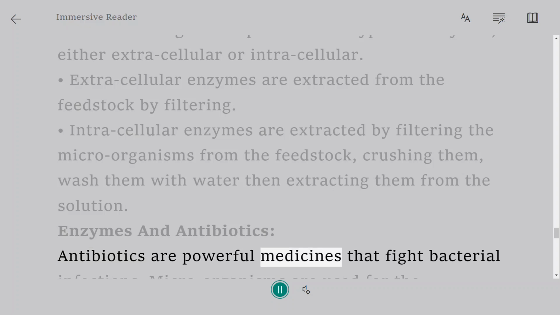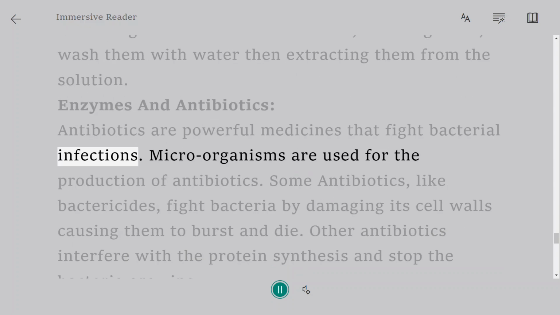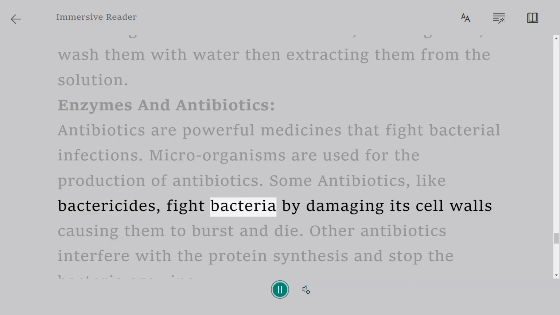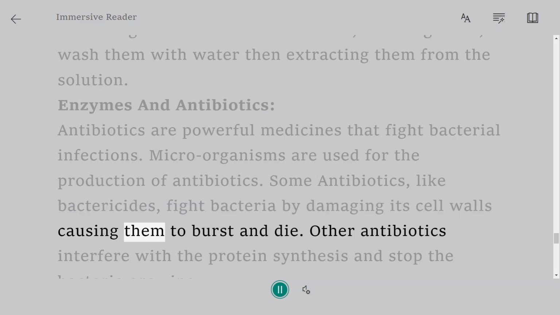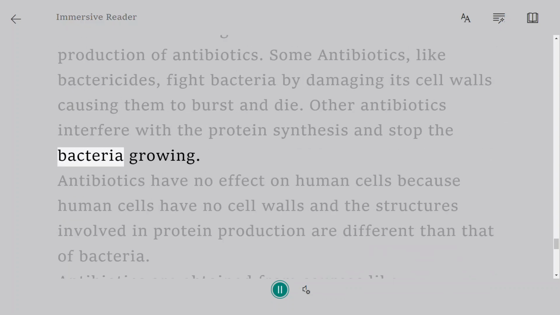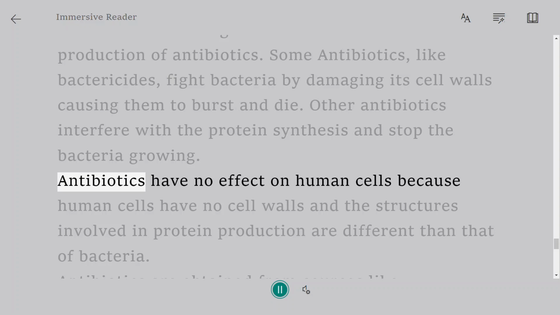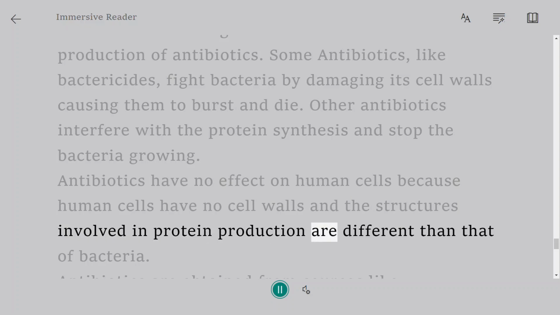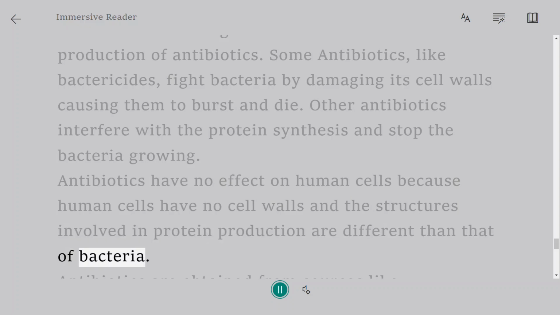Enzymes and antibiotics. Antibiotics are powerful medicines that fight bacterial infections. Microorganisms are used for the production of antibiotics. Some antibiotics, like bactericides, fight bacteria by damaging its cell walls, causing them to burst and die. Other antibiotics interfere with protein synthesis and stop the bacteria growing. Antibiotics have no effect on human cells because human cells have no cell walls and the structures involved in protein production are different from those of bacteria.